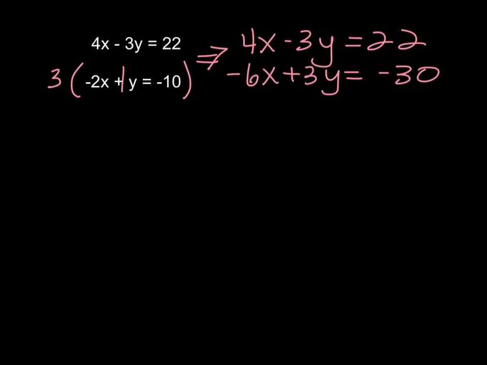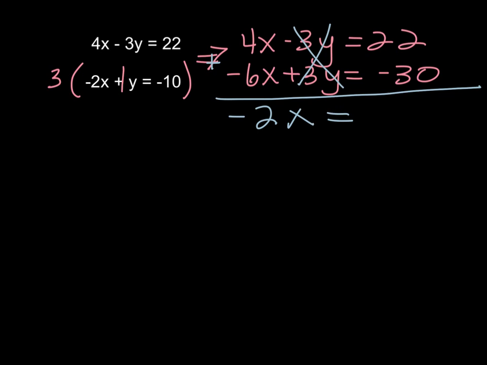Now when I look, I have negative 3y and positive 3y. Same number, opposite sign. So I know when I add these guys up, they will cancel out. So we're going to think of this as an addition problem. I'm going to add straight down. 4x plus negative 6x is negative 2x. Negative 3y plus 3y is 0, so I just canceled out one of the variables. And then positive 22 plus negative 30 is negative 8. And now I'm down to one variable, and I can actually solve for that variable.